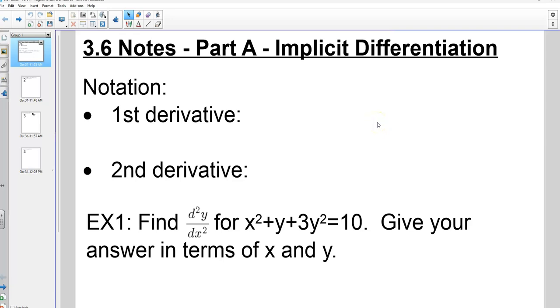Okay, so we're skipping ahead to 3.6, because in 3.6 we will take higher order derivatives, which means we'll take a second derivative or a third derivative or a fourth derivative, which just means taking the derivative more times.